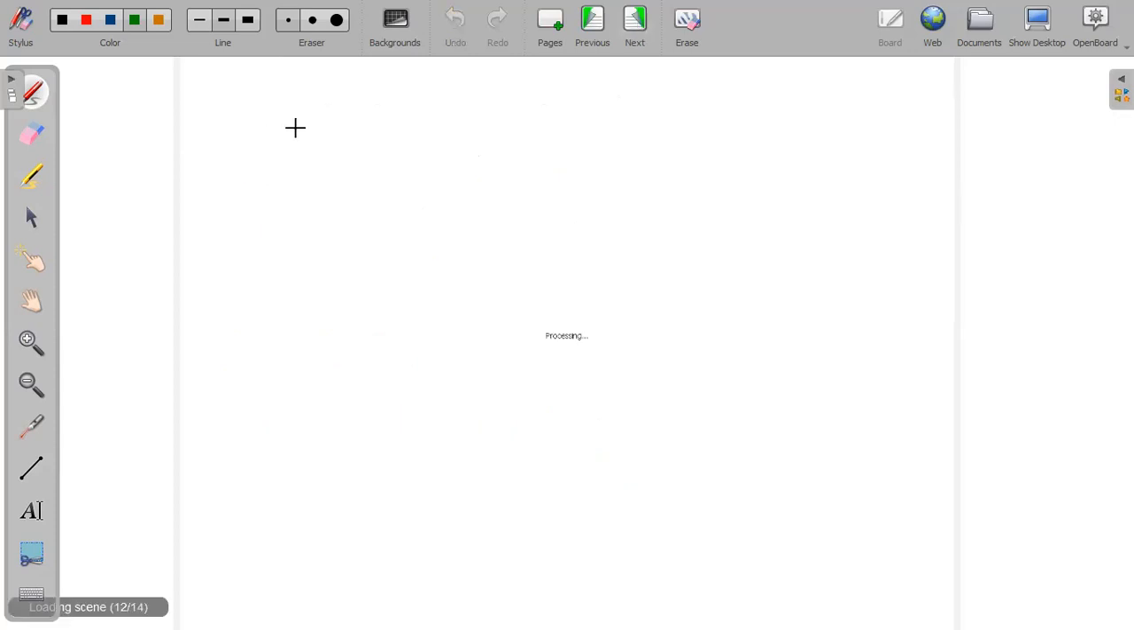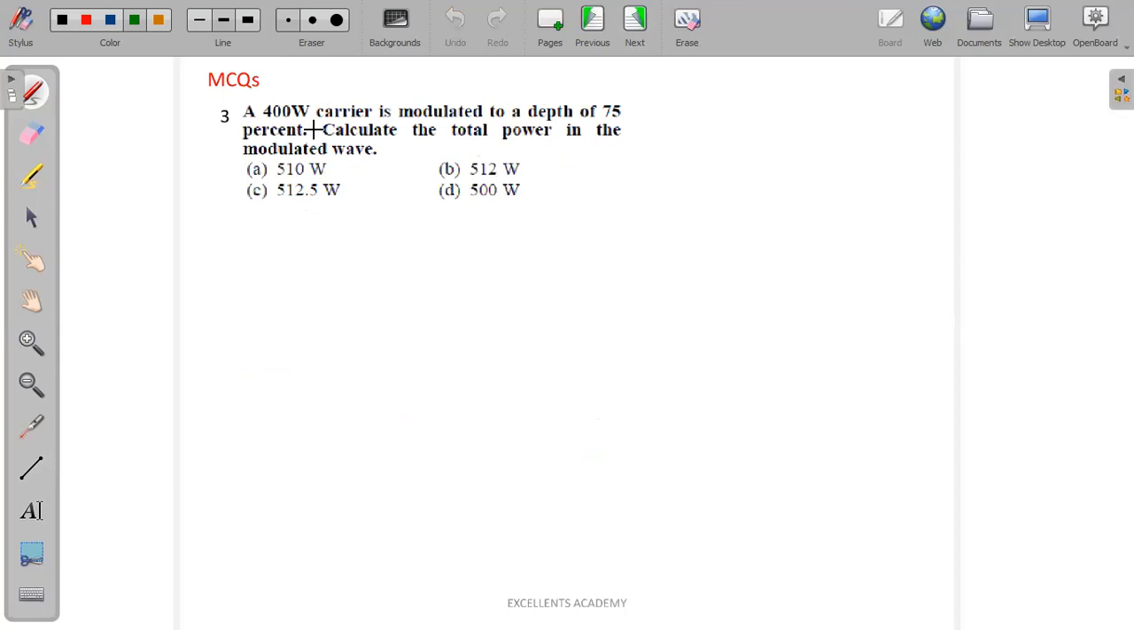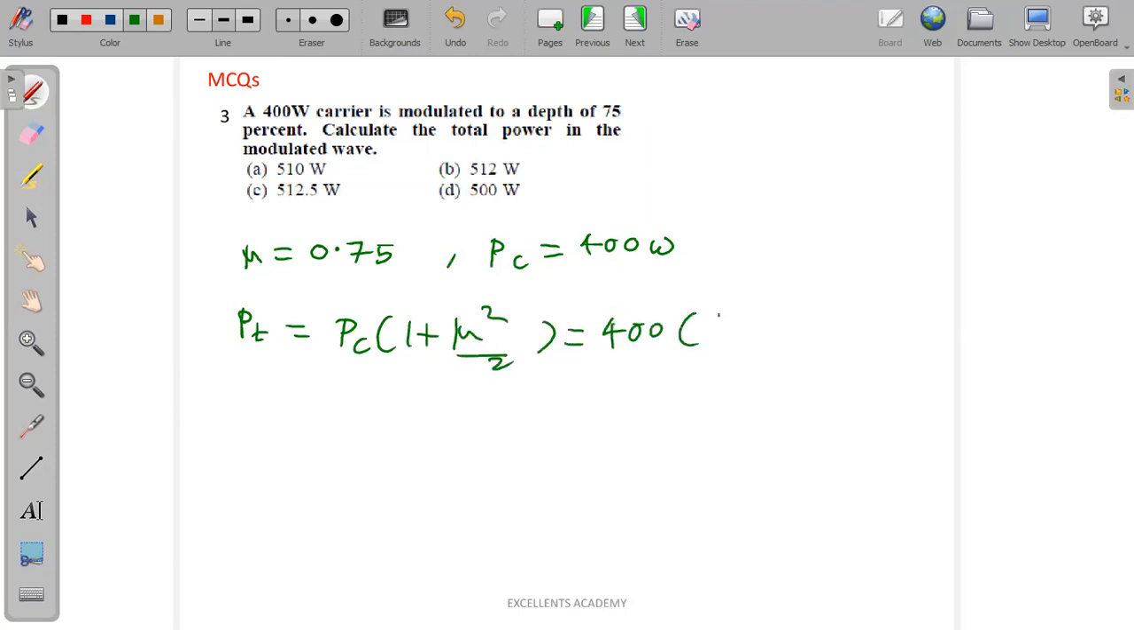Okay, so third question. The power given here is 400 watts, the carrier is modulated to a depth of 75%. Depth of modulation is nothing but the modulation index mu, right? So 75% means we can write 0.75. So PC is equal to 400 watts, the carrier power. And they ask for PT, the total power in the modulated wave. So total power PT is equal to PC into 1 plus mu square by 2. So directly, 400 into 1 plus 0.75 whole square divided by 2.